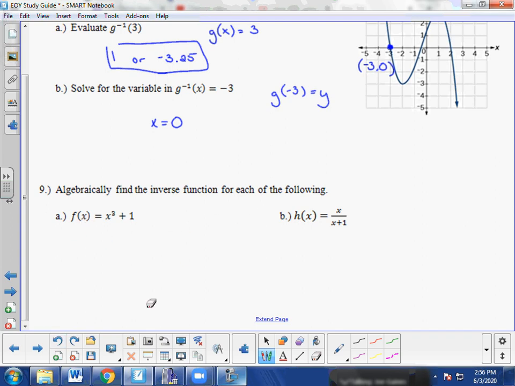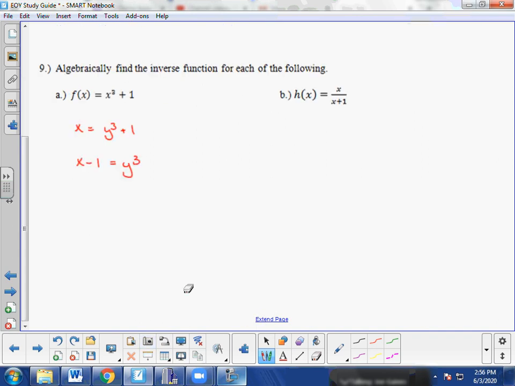So remember, f of x is the same as y. So basically what I can do is change this into x equals y cubed plus 1. Now I want to solve for y. So I would subtract 1 from both sides. And then to get rid of cubed, I would take the cube root. So y equals the cube root of x minus 1 would be the inverse. Or if we wrote this in inverse notation, f to the negative first power of x equals the cube root of x minus 1.